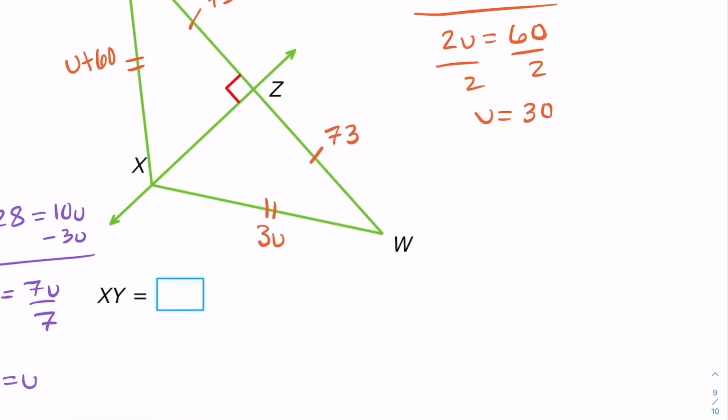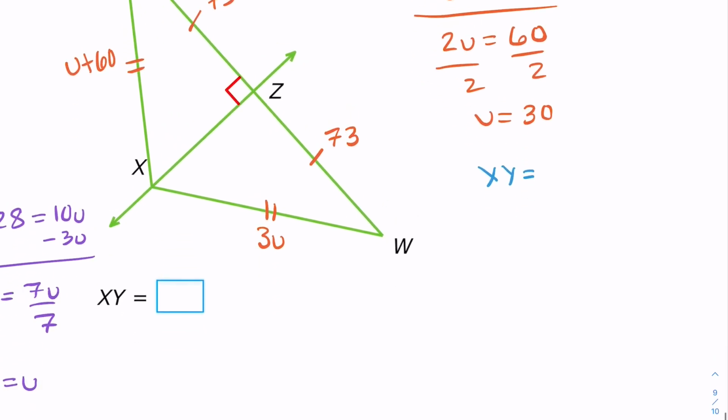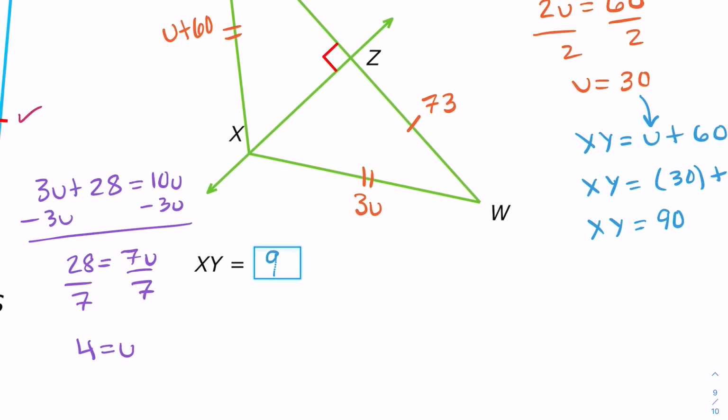So XY is U plus 60. So I have to substitute in my 30, and 30 and 60, 30 plus 60 is 90. So XY is 90. Whoops. There we go. Oops, is 90. So you just have to go one more step.